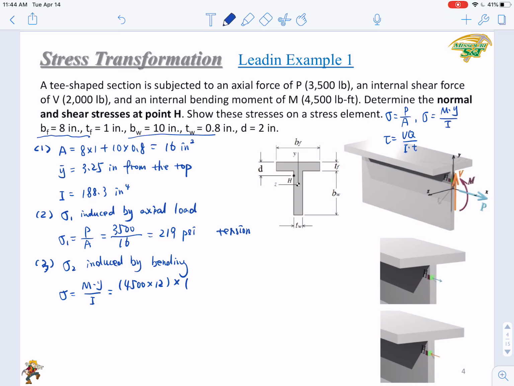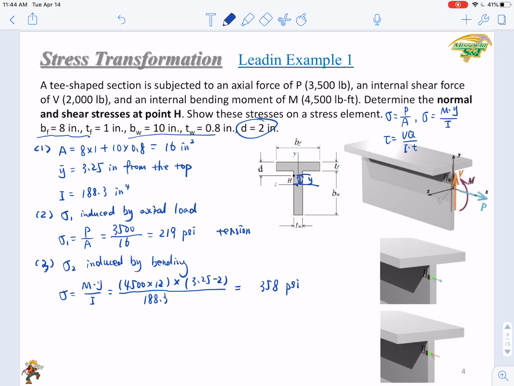The y measures the distance from the centroid to point H. Right, this is the y. Obviously, y equals y bar minus d, equals 2. Right, so we get 3.25 minus 2. Then over I, the I has been determined as 188.3. So we will get a number that is 358 psi.